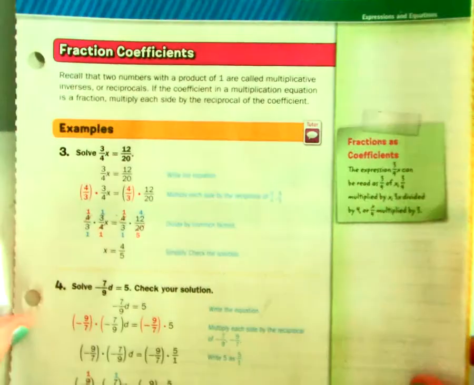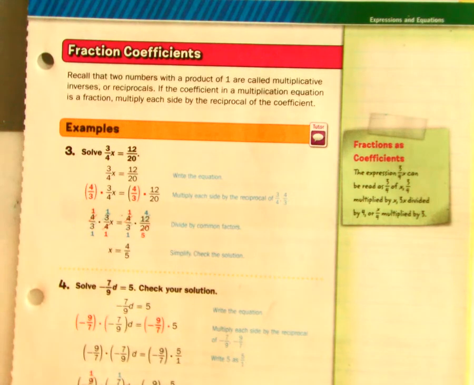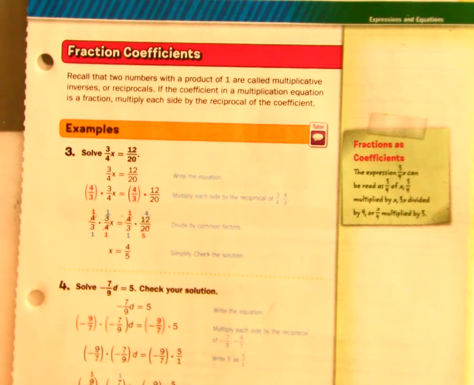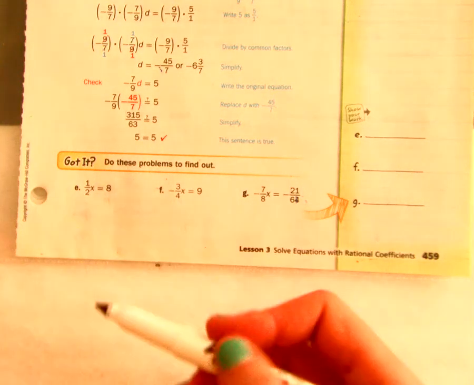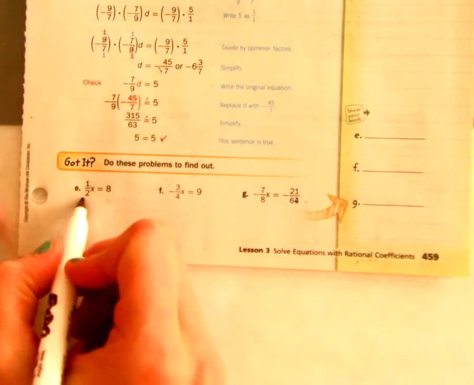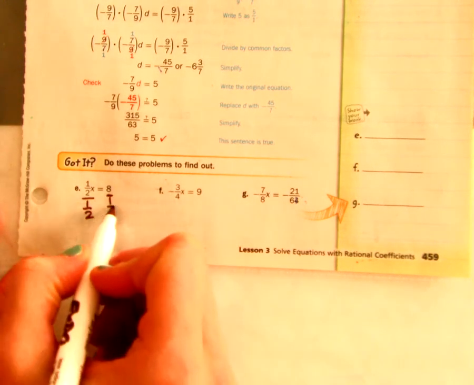The next thing, we're going to work with fraction coefficients. Recall that two numbers with a product of 1 are called multiplicative inverses or reciprocals. So if the coefficient in a multiplication equation is a fraction, we multiply each side by the reciprocal of the coefficient. If we look at letter E, we have 1/2 x equals 8. Again, I want to find the value of x. I recognize that I'm taking 1/2 times x, and I know that the opposite of multiplying is dividing, so I'm going to divide each side by 1/2. The 1/2s reduce to 1, so I have x.